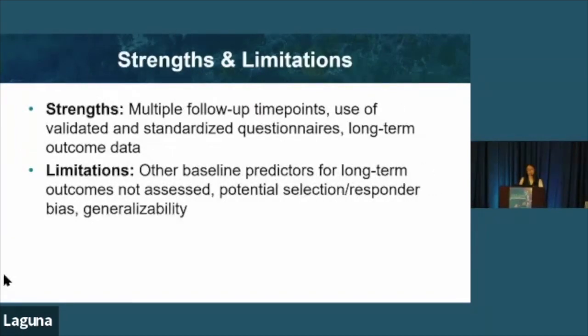I thought the multiple time points were major strengths of the study. They did use standardized questionnaires, and they do have very long-term outcome data.